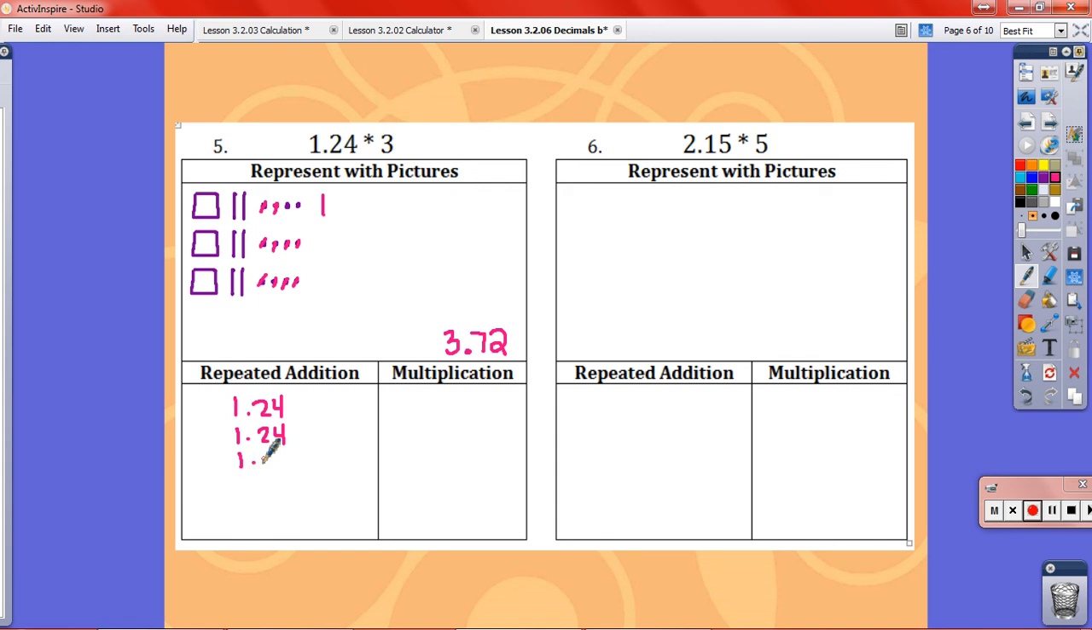As repeated addition, I'm adding 3 of those together. It's 8, that's 12. Carry the 1. There's the 1 that I carried. 6 and 1 is 7, and that makes 3. Same thing here. It's 12. Carry the 1. 3 times 2 is 6, and 1 is 7. 3 times 1 is 3.